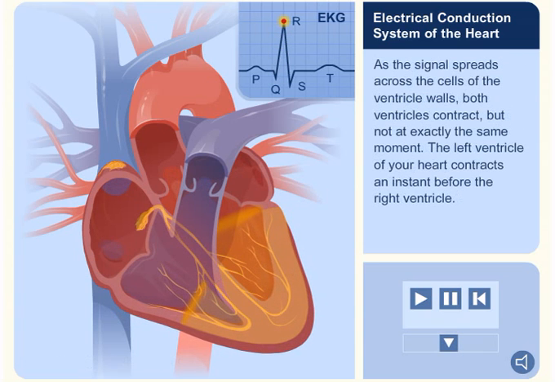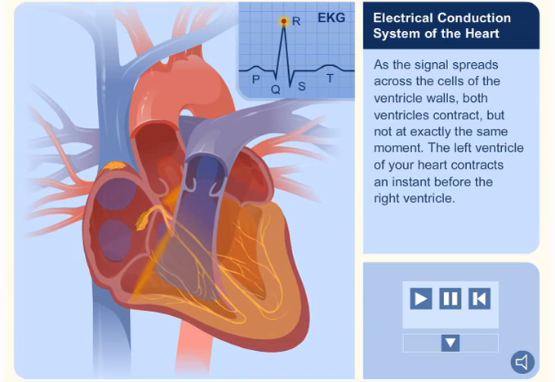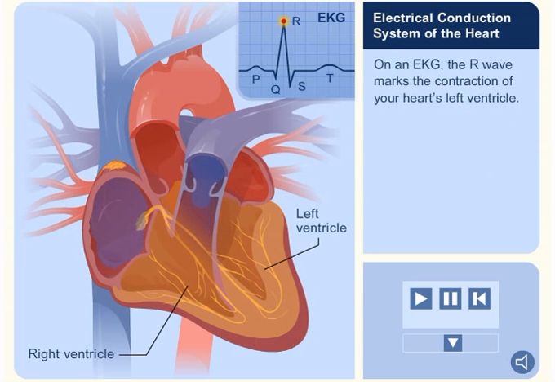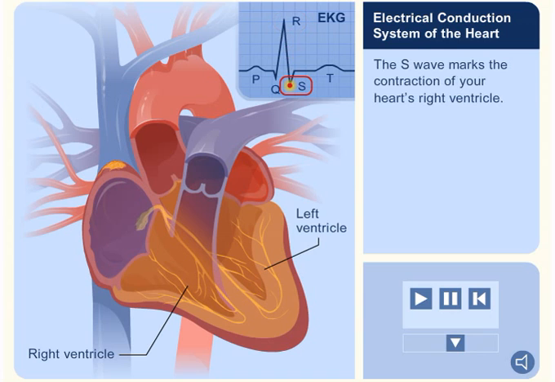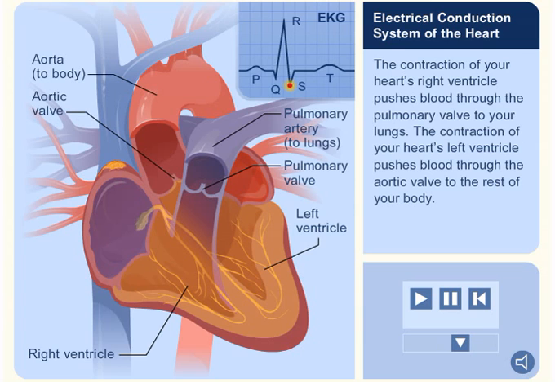As the signal spreads across the cells of the ventricle walls, both ventricles contract, but not at exactly the same moment. The left ventricle of your heart contracts an instant before the right ventricle. On an EKG, the R wave marks the contraction of your heart's left ventricle. The S wave marks the contraction of your heart's right ventricle. The contraction of your heart's right ventricle pushes blood through the pulmonary valve to your lungs. The contraction of your heart's left ventricle pushes blood through the aortic valve to the rest of your body.